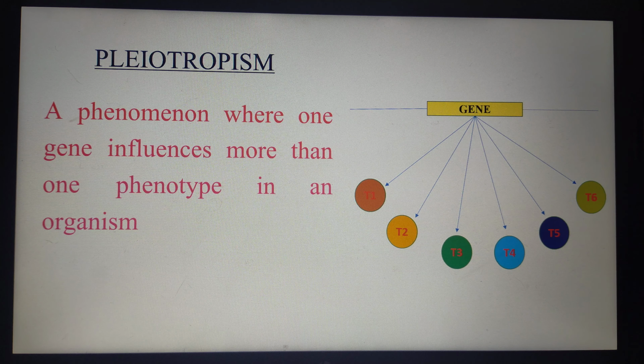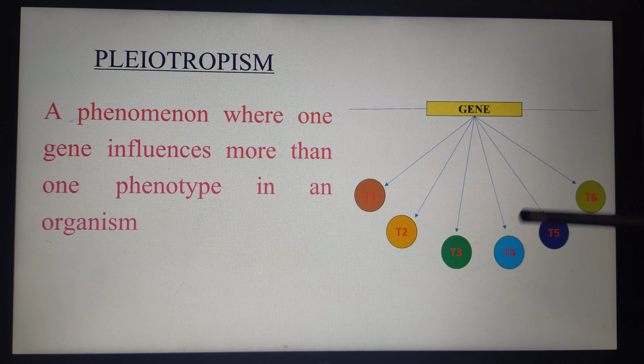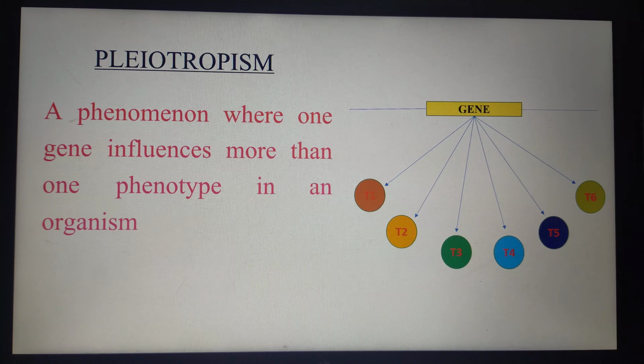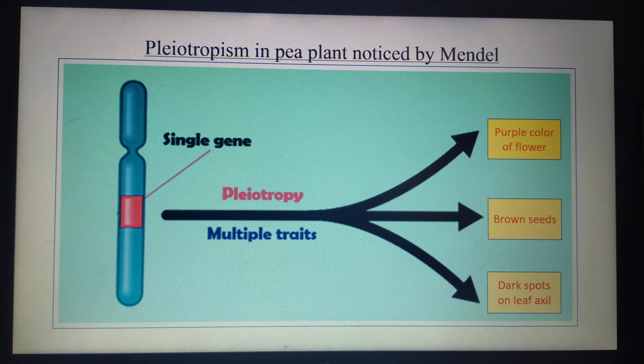pleiotropism, right? So pleio means many or more, tropism means way. So in many ways or in different ways a particular gene can affect different phenotypes, right? This is a gene that exhibits multiple phenotypic expression. So that is what we call pleiotropism. A single gene affecting many traits: trait 1, trait 2, trait 3, trait 4, trait 5, trait 6. This particular gene is affecting 6 different traits. That is what we call pleiotropism.